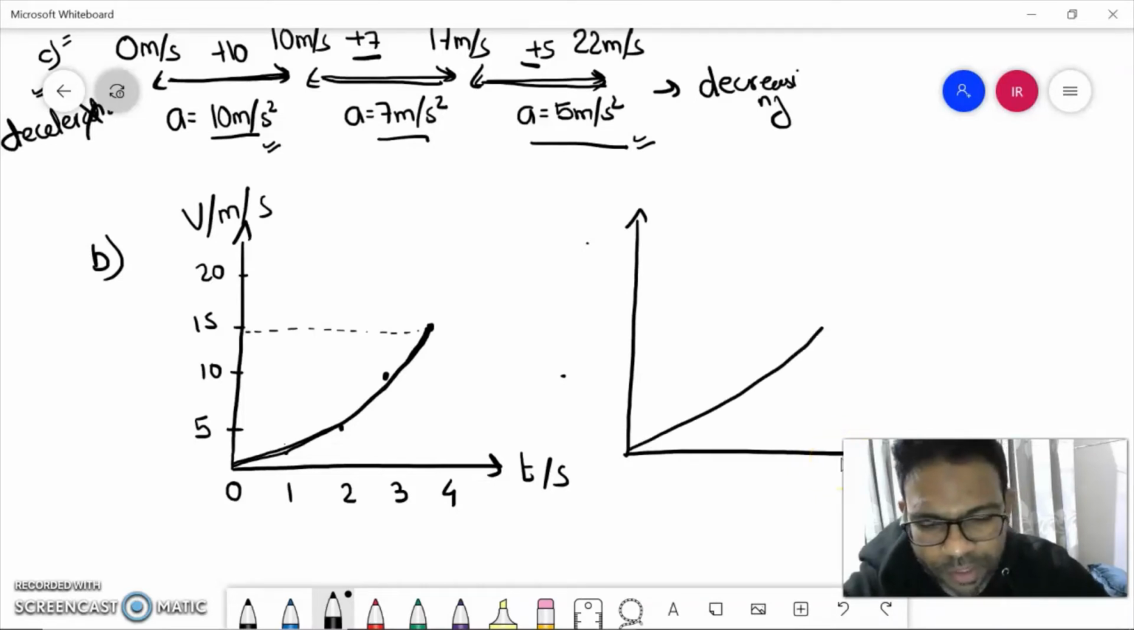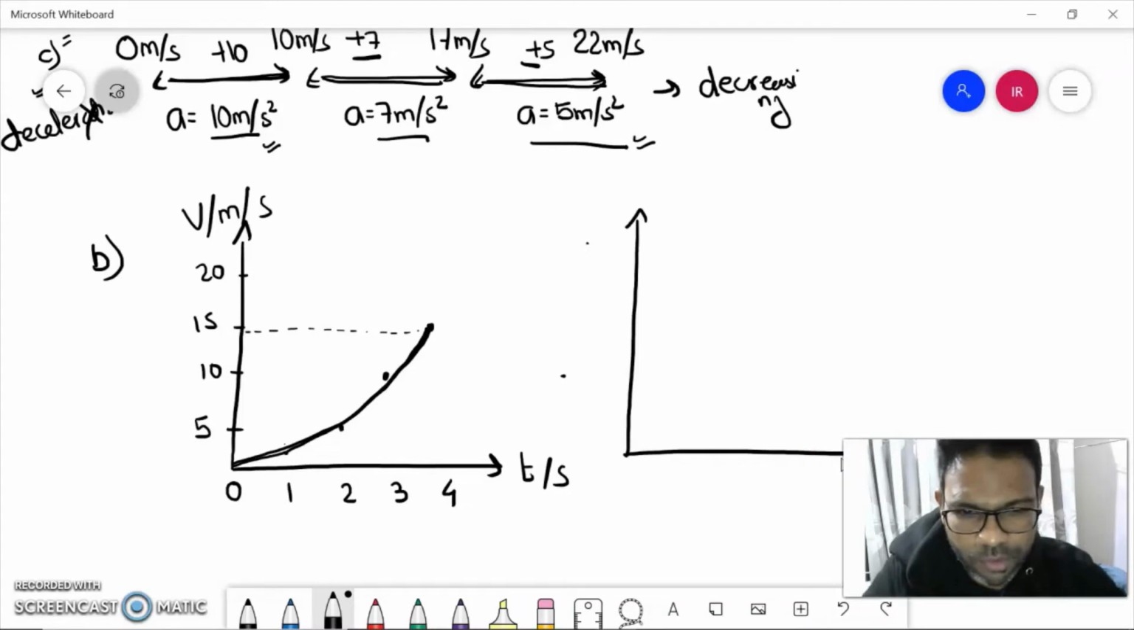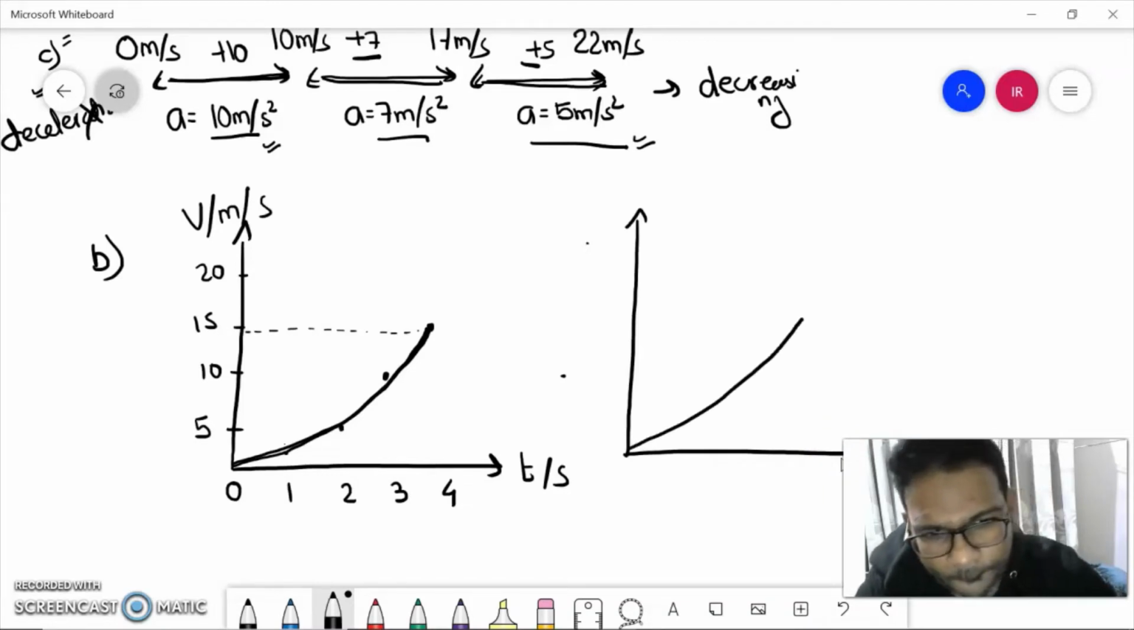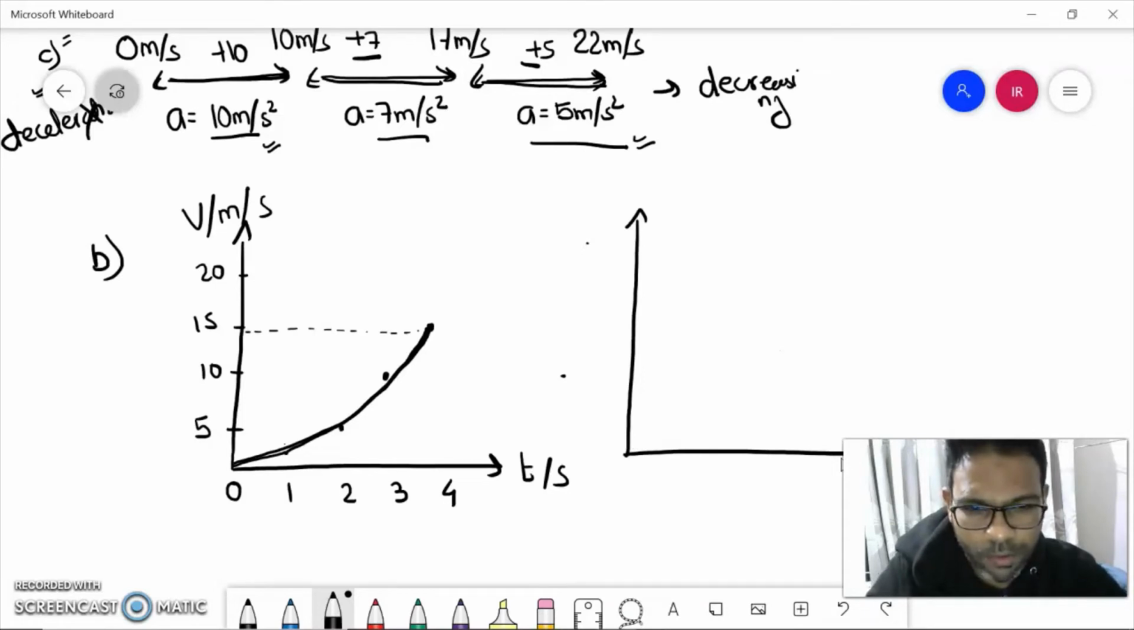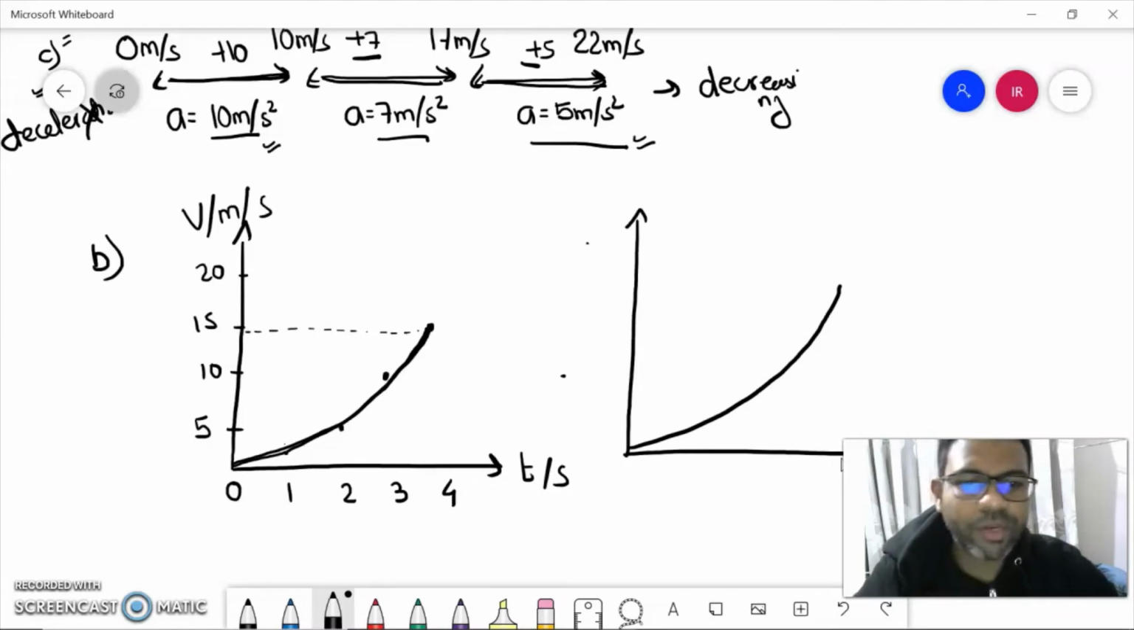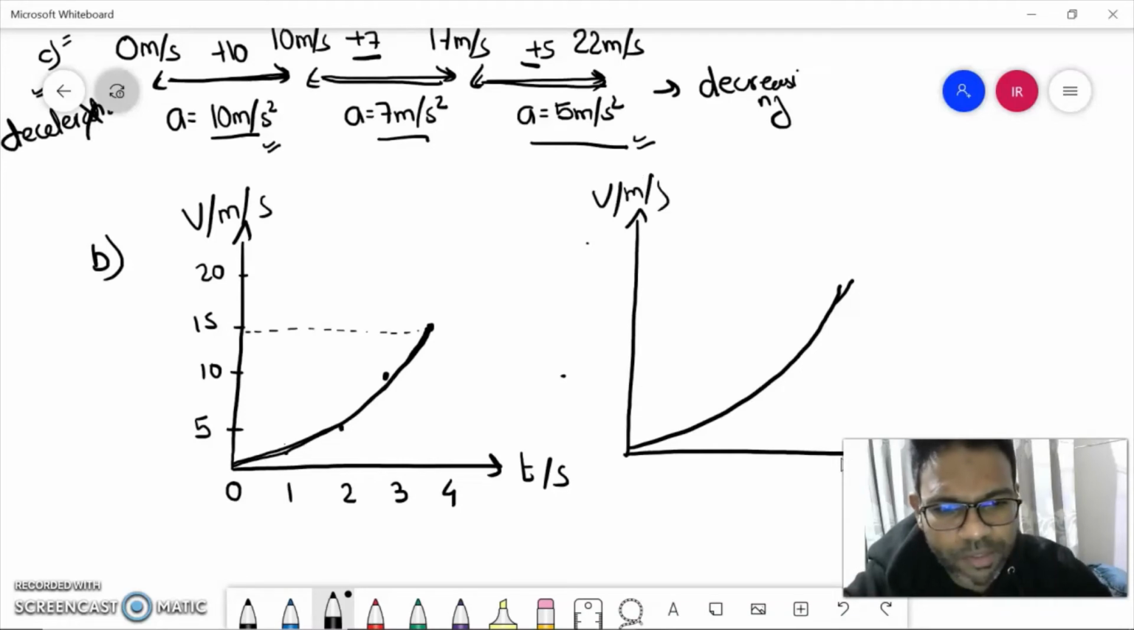Let me just redraw it here, sorry. Like this. Okay. Yeah, somewhat like this. You can't make it a very straight vertical line, that would be wrong. So you label the axes, velocity in meters per second, time in seconds, and the graph would be a curved line with an increasing gradient.